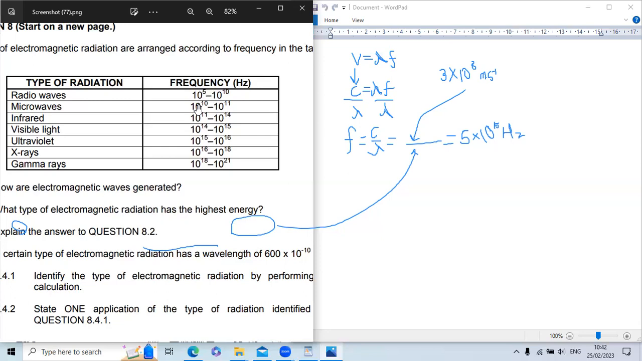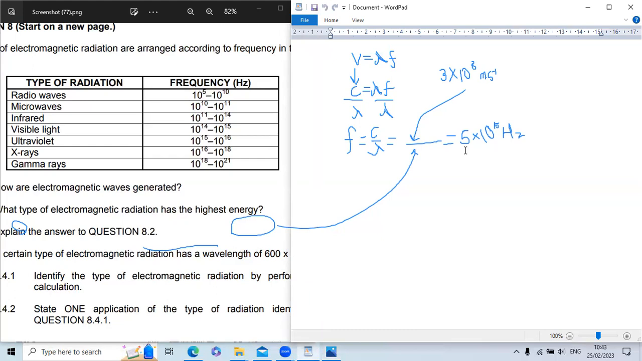Visible light, whatever times 10 to the exponent 14 to times 10 to the exponent 15. Ultraviolet starts at times 10 to the exponent 15 to 10 to the exponent 16. X-rays, 10 to the exponent 16 till 10 to the exponent 18. Gamma rays, 10 exponent 18 to 10 exponent 21. So which one do you think it falls under? Because this has 10 to the exponent 15.